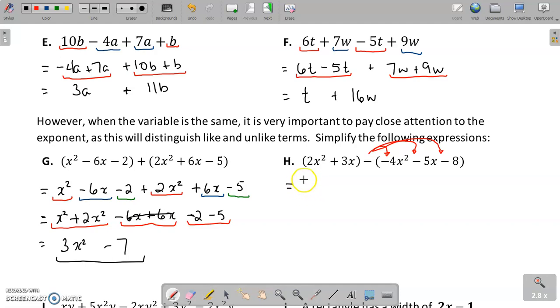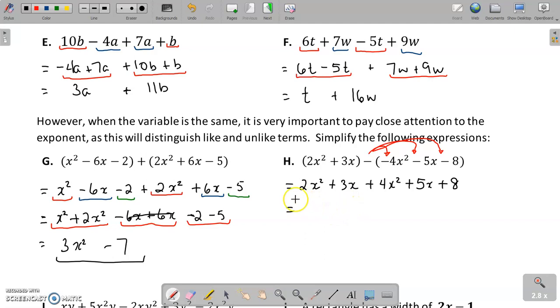Welcome back. So the first expression, because there's no number or negative sign in front, can just be written without the brackets. Now -1 times -4x would give us positive 4x squared. -1 times -5x will give us 5x positive, because a negative and a negative makes a positive. And then -1 times -8 will give us a positive 8.